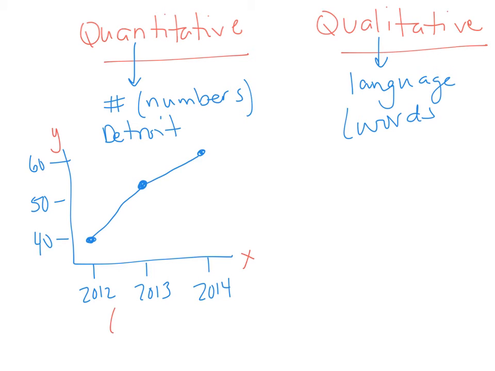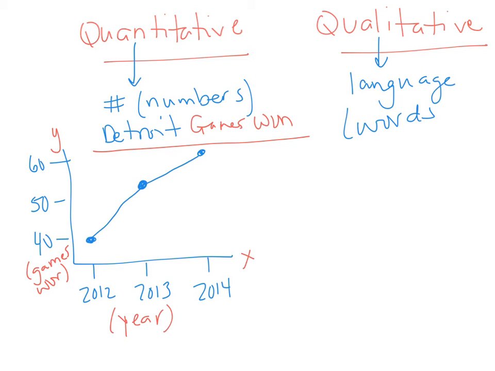Now, the labels, 2012, 2013, 2014, tell us what year it is. So we're just going to write the year. And 40, 50, and 60, that stands for games won. Now, on my iPad, it won't let me write all the way over. So typically you would write it over here, okay? You have Detroit and your title, Detroit games won. Okay. And this right here would be your label. Sorry about the color change there.